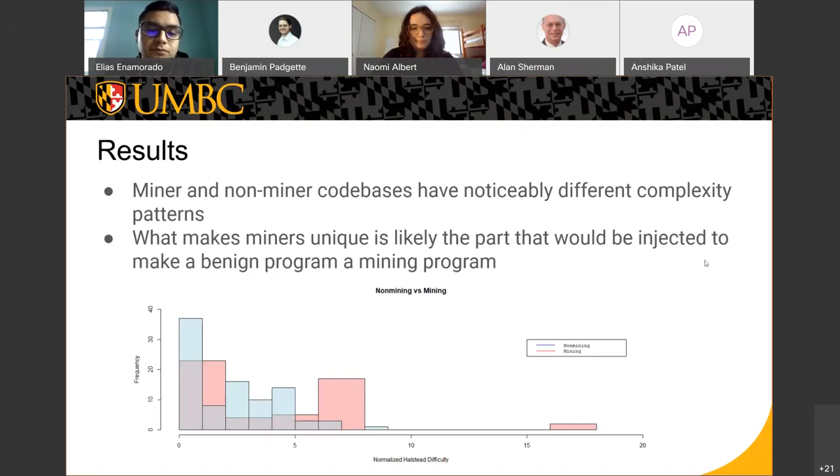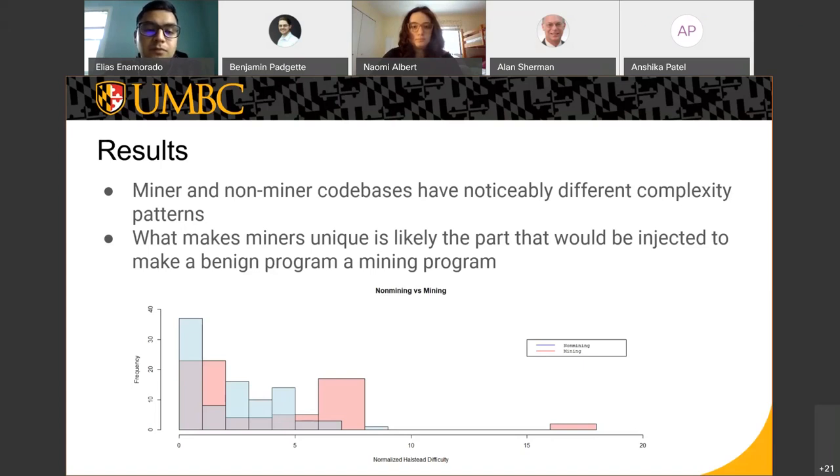Now, another point we make is that the thing that makes a mining program run is more likely to be the thing that's absent in the non-miner than something they have in common. This is more of a hunch, and there's a reason that we don't prioritize this earlier in the presentation, but we feel it's necessary to share and also discuss this as an open problem, something we'd like to explore as another result in the future.